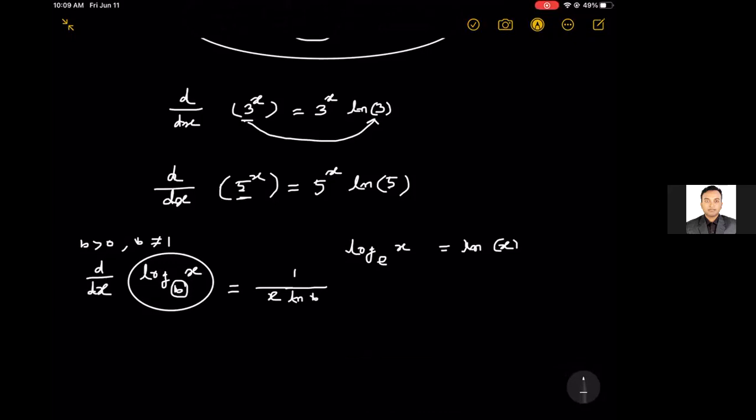So if you can use the property of logarithms, you can actually simplify this, or rather make modifications and reach this result. Let's see how you can do that.